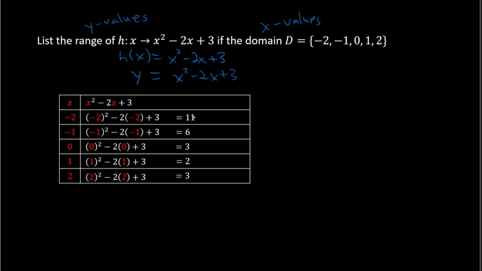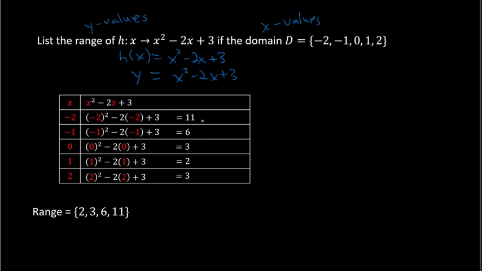So right here, the 11, 6, 3, 2, and 3, that is my range. Those are the y values, or the values that I get back out when I plugged in these different things for x. So we can write the range out like this, but this is not usually too helpful because how do we know which y value went with which x value?